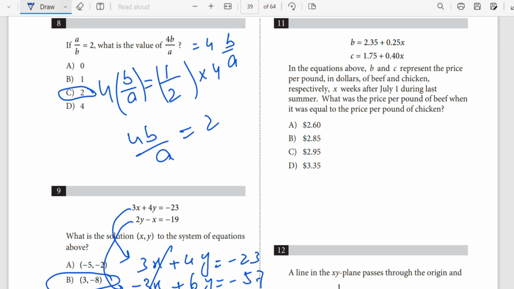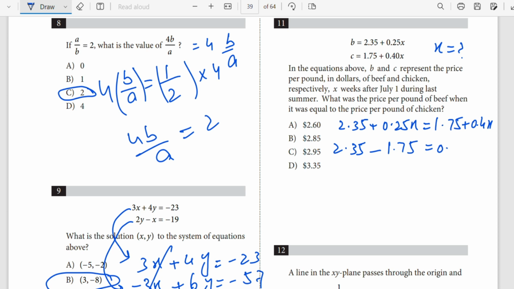Question number 11. In this question, B and C are the prices of beef and chicken. He wants to calculate the price of beef or the price of chicken when both prices are equal. So first of all, we have to calculate x for this purpose. 2.35 plus 0.25x is equal to 1.75 plus 0.4x. So 2.35 minus 1.75, that will be equal to 0.15x. Here you can calculate x: 0.60 over 0.15, that is equal to 4. So x is equal to 4.